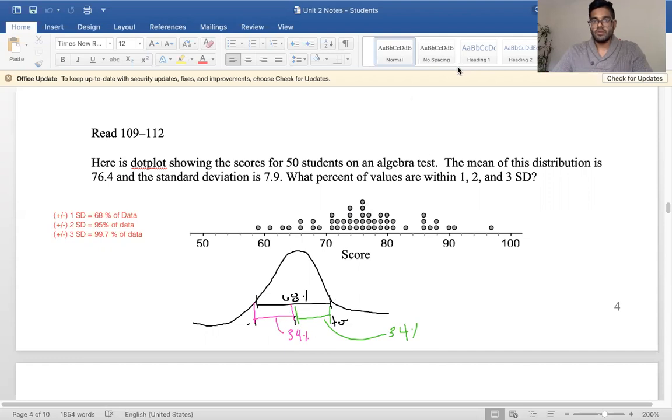Now, one other thing I can point out, and you can think about this too, and we'll talk about this in class. If I go from the very beginning to the middle, what percentage of data is that going to be? Okay, think about that. If I go from the very beginning of the graph, these graphs technically go on forever and ever and ever. But if I go from the very beginning to the middle, what percentage of data is that going to be? And think about that.